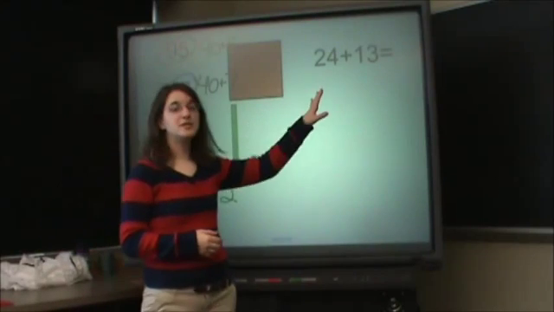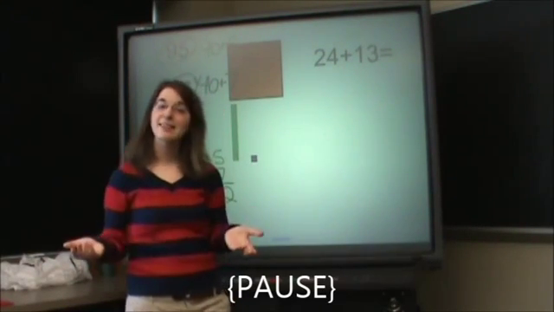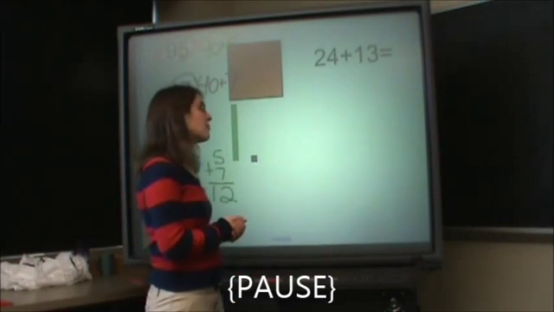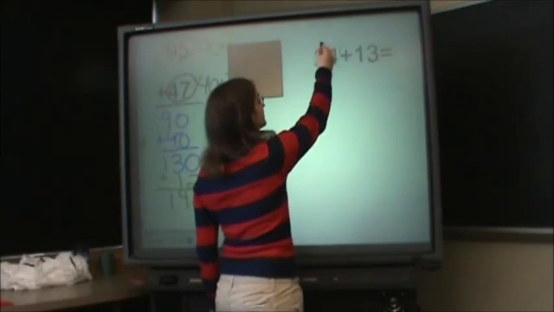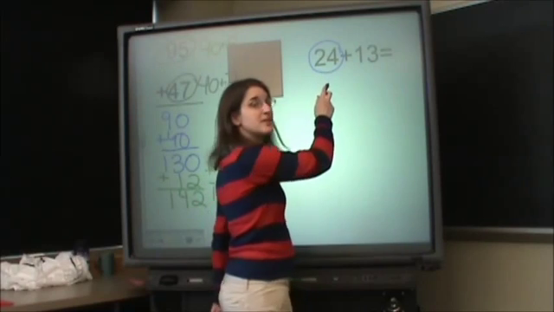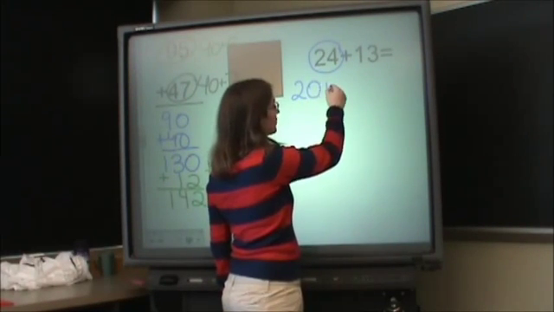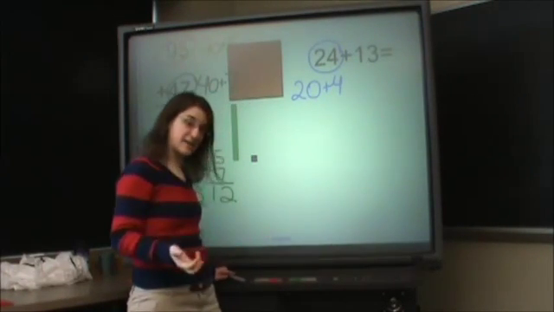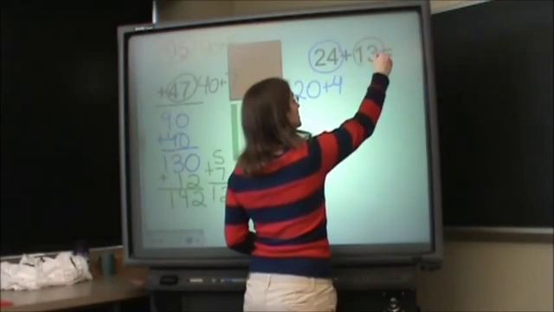Now let's take a look at 24 plus 13. I would like you to pause your video now and again think about how you're going to split this one up. And then think about how you're going to add it. Let's split up the 24 first. We know that this is made up of 2 tens and 4 ones. So 20 plus 4 equals 24. They're the same thing.